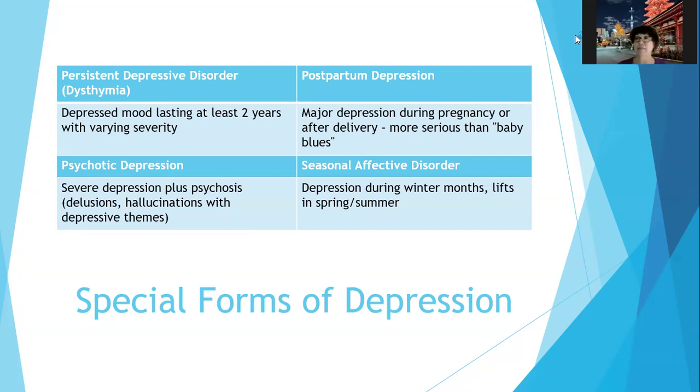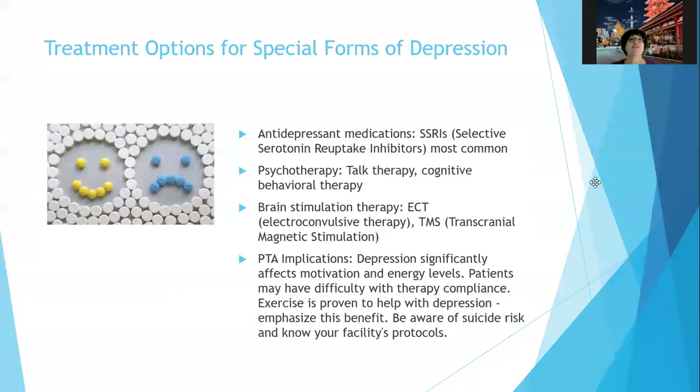The other thing I did is I made sure that I had interesting, fun, engaging activities to do during the winter months. So that really helped me a lot. But the happy light, if you need a happy light, check one out from the counseling office. So there are a lot of different treatment options for special forms of depression. Antidepressant medications, selective serotonin reuptake inhibitors, are the most common. So those are things like Zoloft and Prozac and those sort of things.